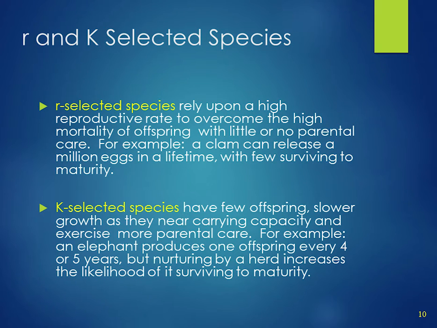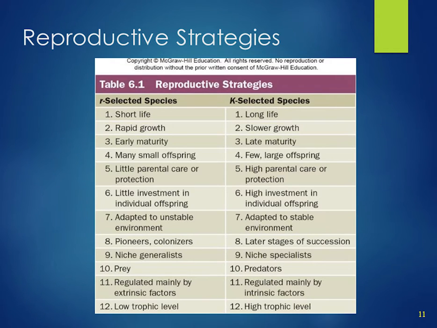K-selected species have few offspring, but live long and provide protracted parental care. While the total number of offspring produced in a lifetime is low, so is infant mortality rate. Regardless of the strategy, both are more than capable of meeting the needs of population maintenance. Table 6.1, Reproductive Strategies.